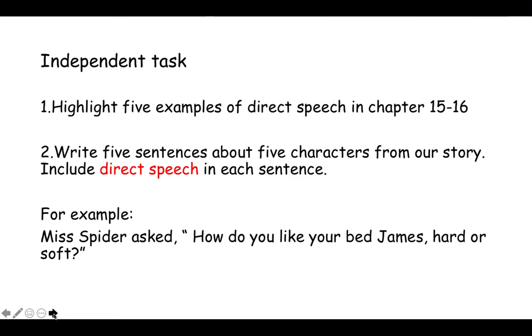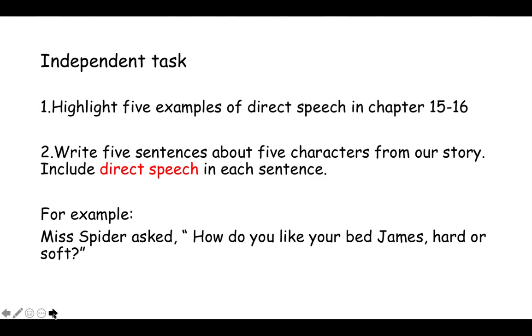And then two, you're going to write five sentences about five characters from our story. It doesn't have to be about chapters 15 and 16. So choose five characters from the story, and then for each write a direct speech. Okay? Make sure you use the correct punctuation.